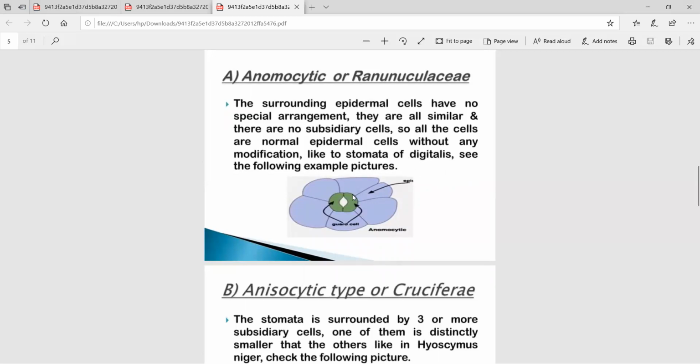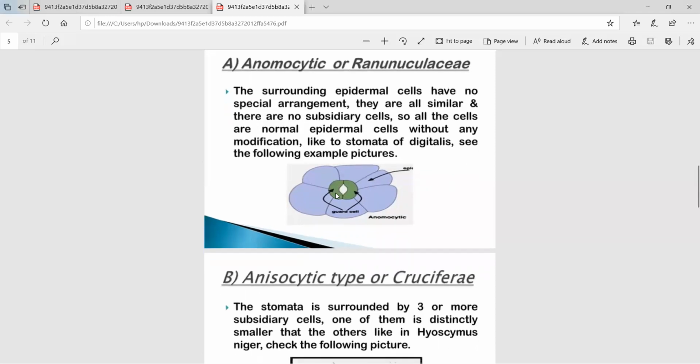in the other picture. So this is called as anomocytic. There is no differentiation of the subsidiary cells. They are looking like epidermal cells only. So this is called as the anomocytic or ranunculaceae type.